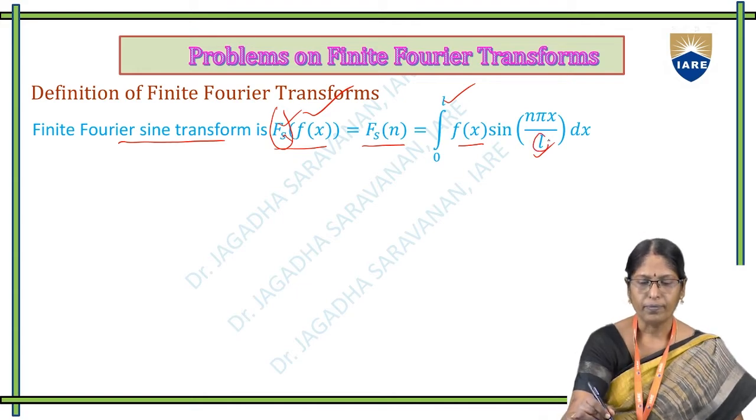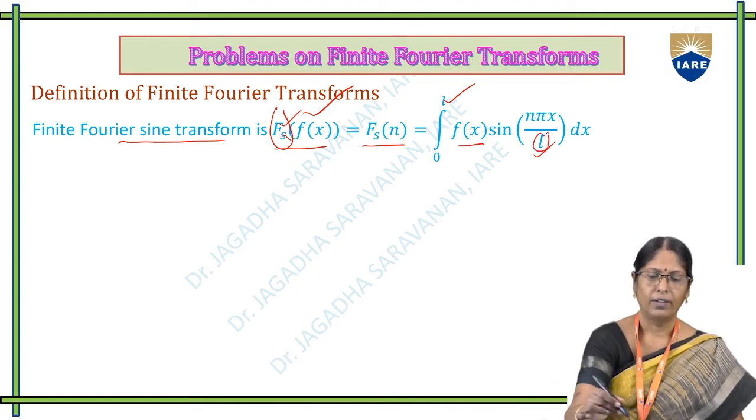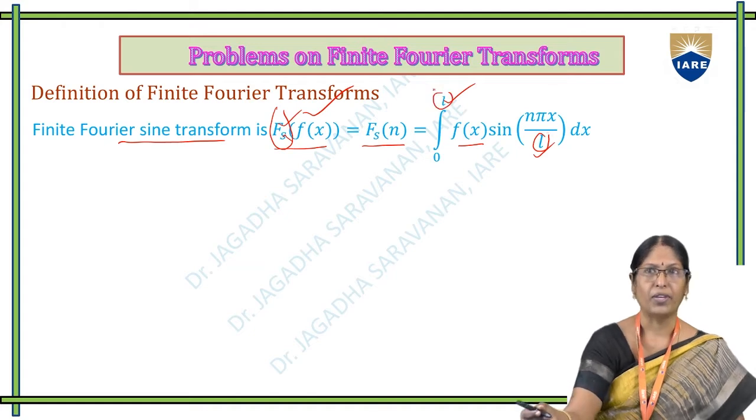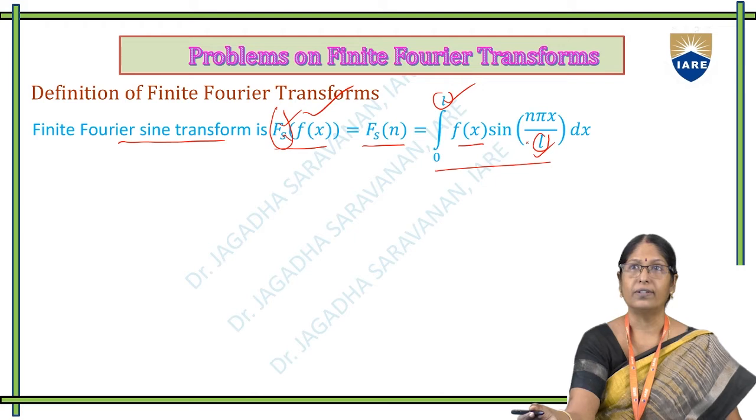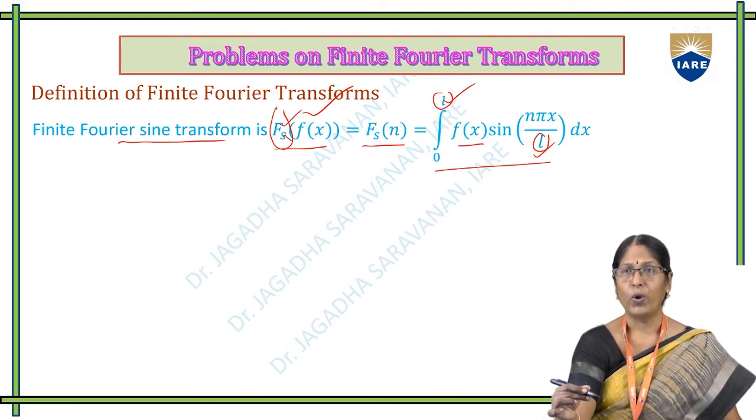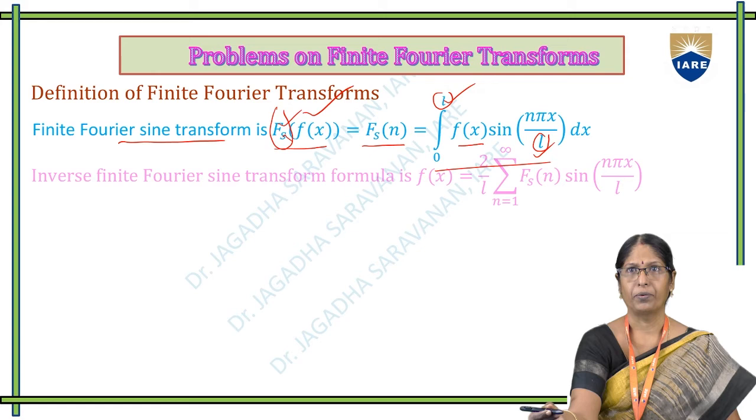Here L, here also it is placed L. That is, in the formula, the two places L is occurring. These are the small things, the variables, how many places occurring. If we are keeping in the memory, it is very good.